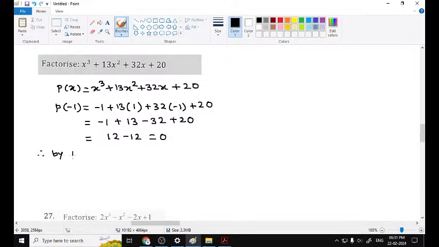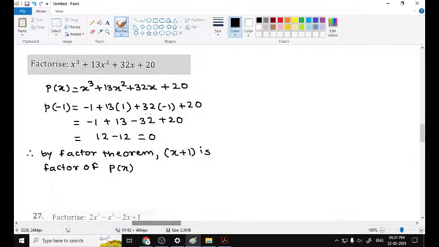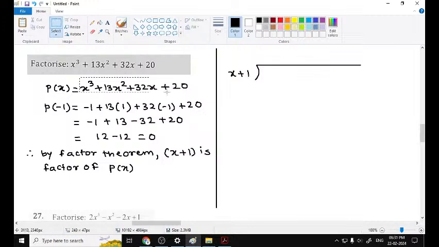Therefore, by factor theorem, as the zero is negative, the factor will be positive. x plus 1 is a factor of the polynomial. Now to find out the remaining factors, let us perform division of these polynomials. The divisor is our first factor and the dividend is the given polynomial.